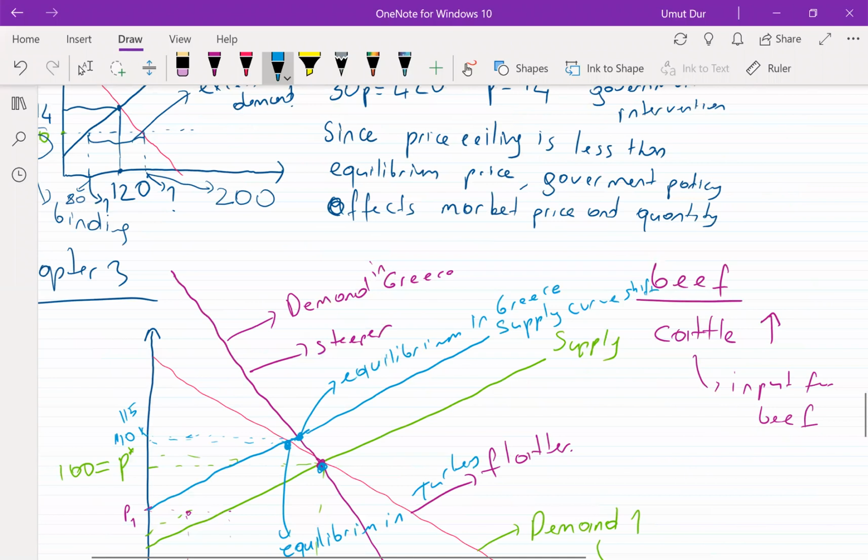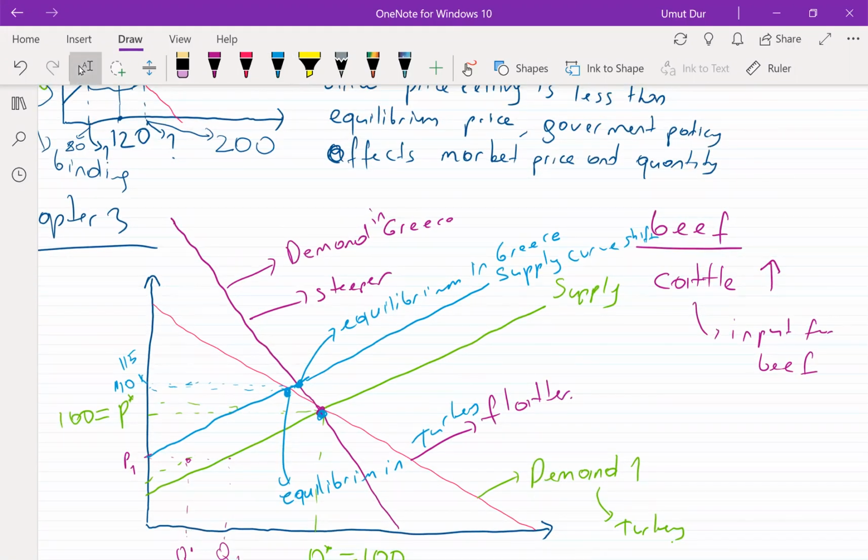So any questions on this graph? Okay. So bu graf hakkında bir sorunuz var mı? Takip edebildiniz mi? Soru yok. Süper.